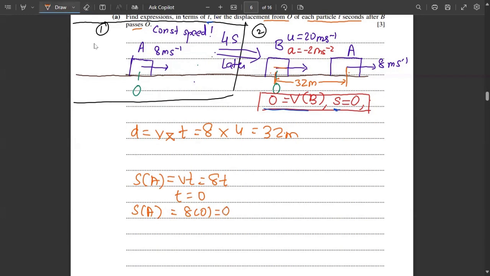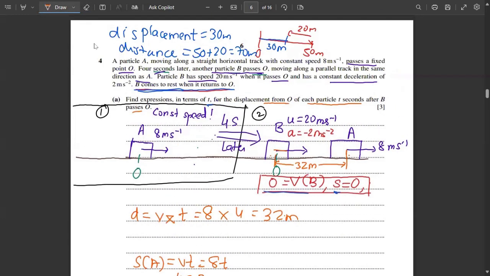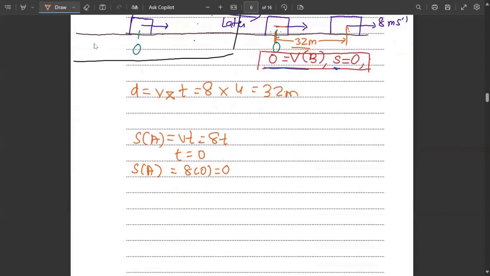So 8 into 0 is 0. But now, is this true? That displacement from O of each particle t seconds after B passes O. So after B passes O, it has already traveled an additional 32 meter. So you'll also have to write plus 32. So in short, the distance traveled by A will not only be Vt, which is velocity into time. The displacement will be velocity into time plus 32.